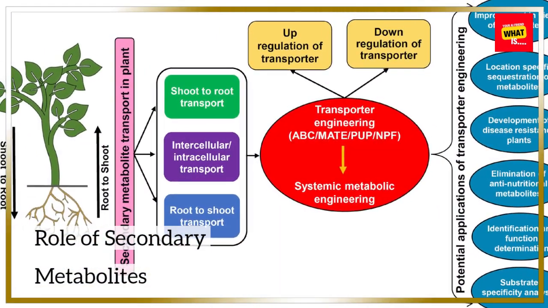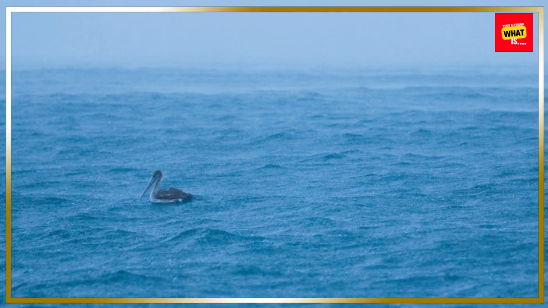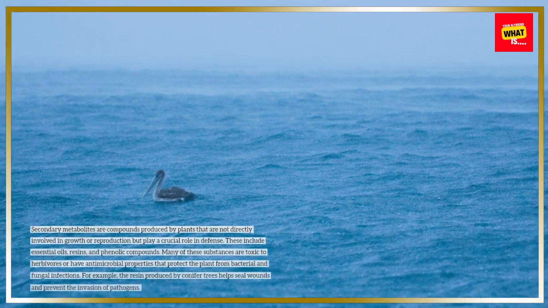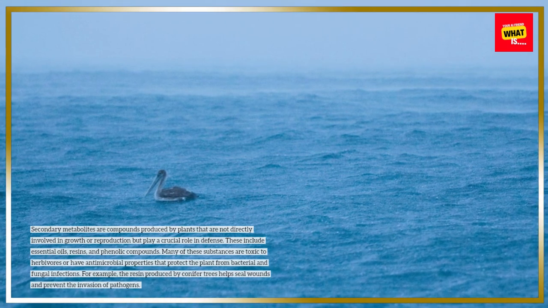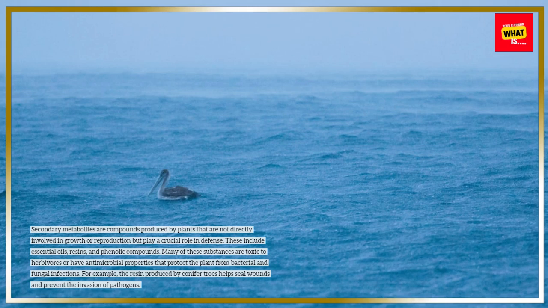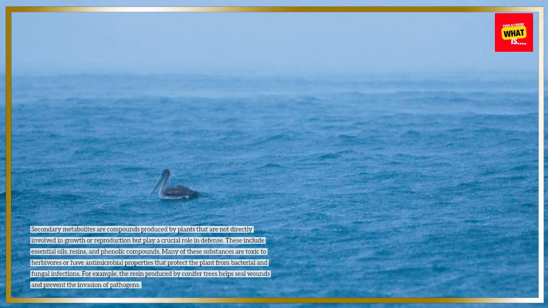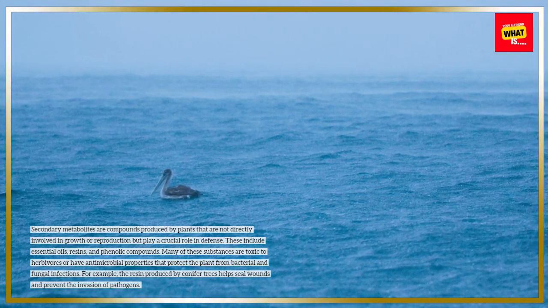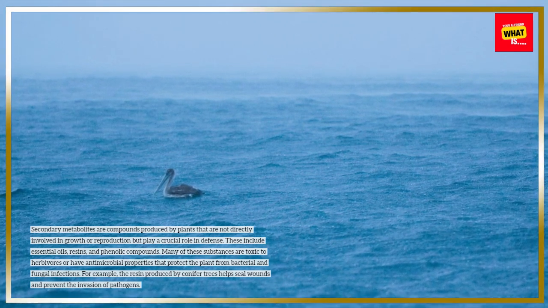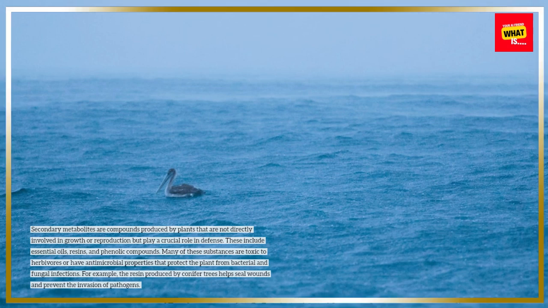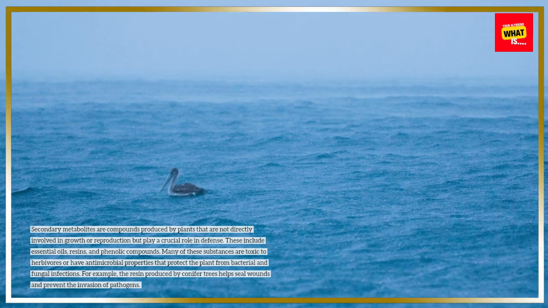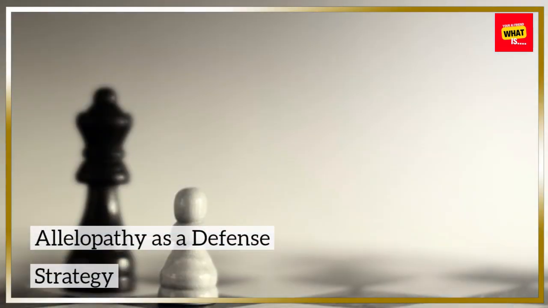Role of secondary metabolites. Secondary metabolites are compounds produced by plants that are not directly involved in growth or reproduction but play a crucial role in defense. These include essential oils, resins, and phenolic compounds. Many of these substances are toxic to herbivores or have antimicrobial properties that protect the plant from bacterial and fungal infections. For example, the resin produced by conifer trees helps seal wounds and prevent the invasion of pathogens.